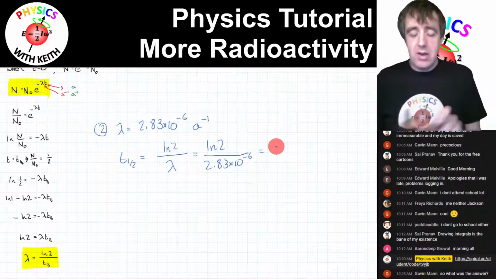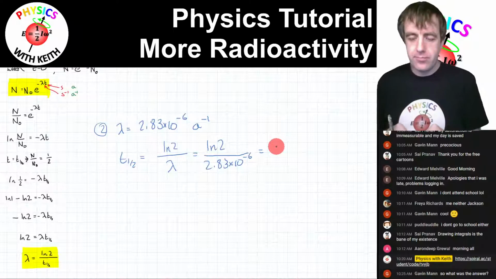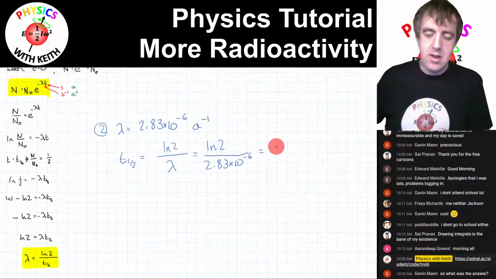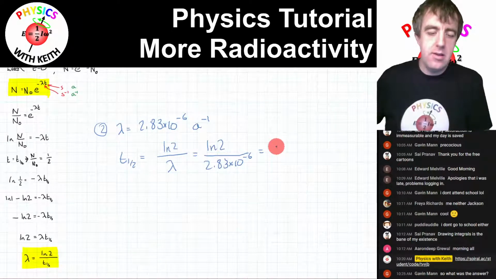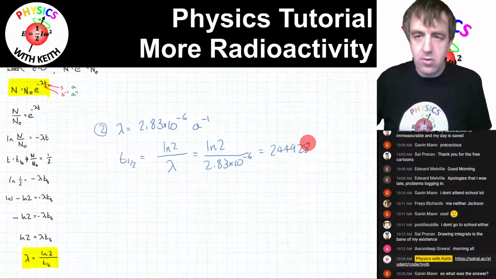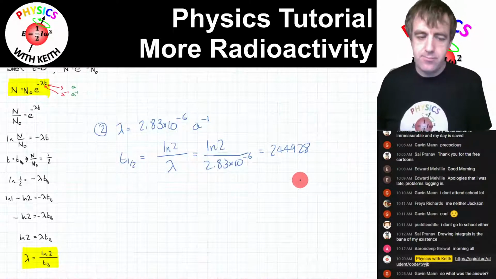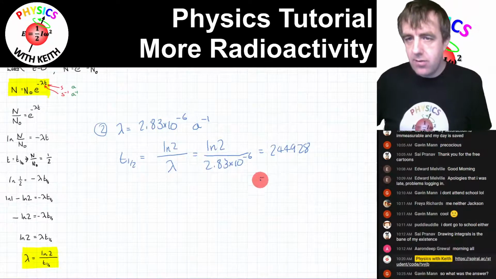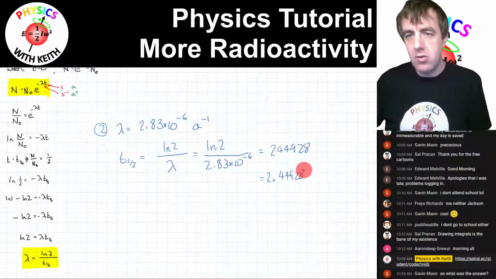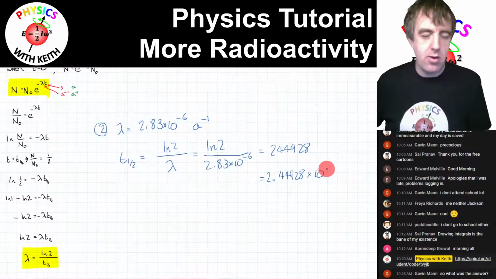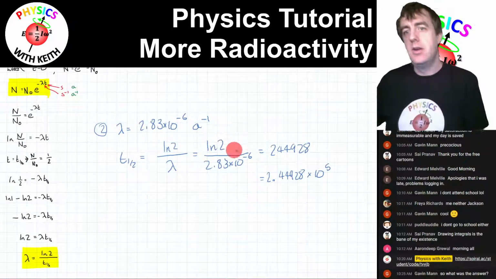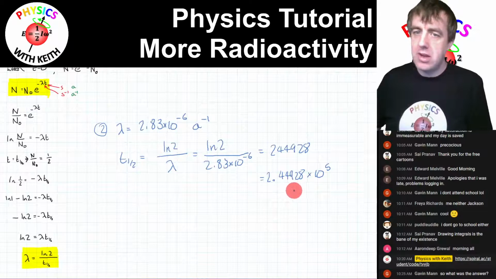So when I plug it into my calculator, 2.83 E minus 6, divide, I get the number 244,928 and so on. Well, in standard form, that would be 2.44928 times 10 to the power of 5. Just be careful that your 9s don't look like 4s. And that's the wrong number of significant figures.